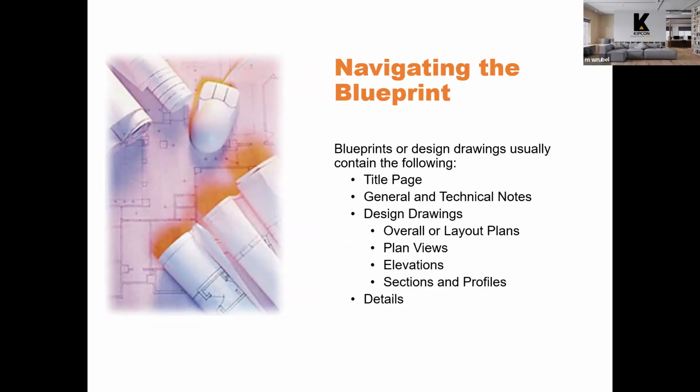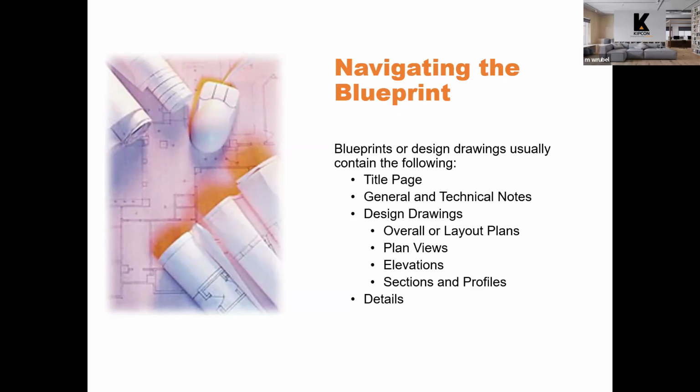But in general, the blueprints follow this pattern. There's a title page that gives general information. It might show a map where the project is located. It might show where a project is zoned in the case of a site plan. It shows the municipality, the county, and the state that it's being constructed in, and we'll look in more detail at what's included on the title page.